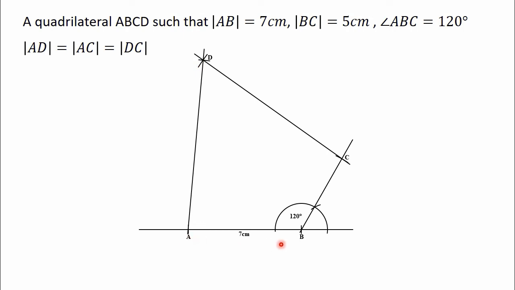The side AB is equal to 7 centimeters. The side BC is equal to 5 centimeters. Angle ABC is equal to 120 degrees. And as we have seen from the construction, AC is equal to AD and is also equal to DC.